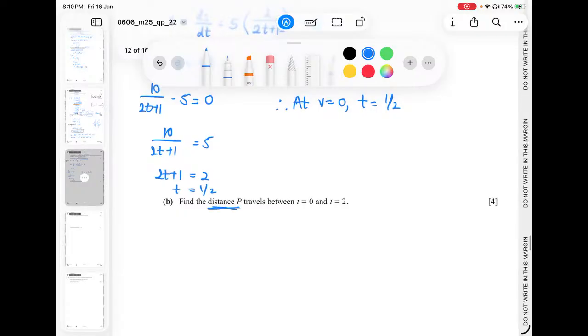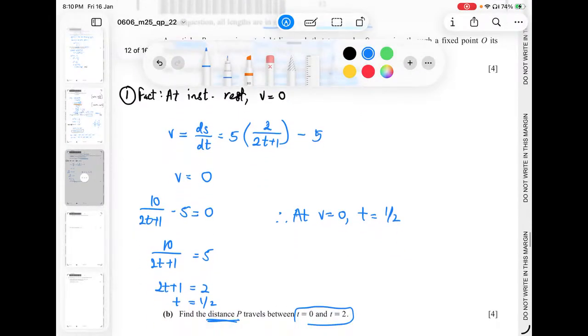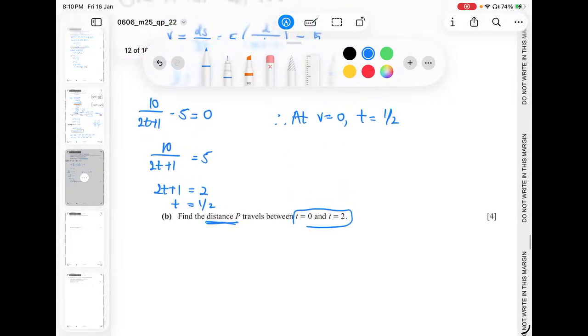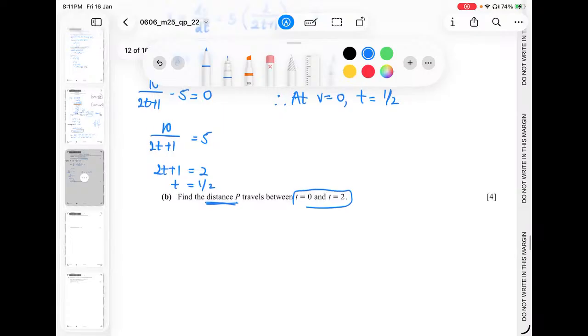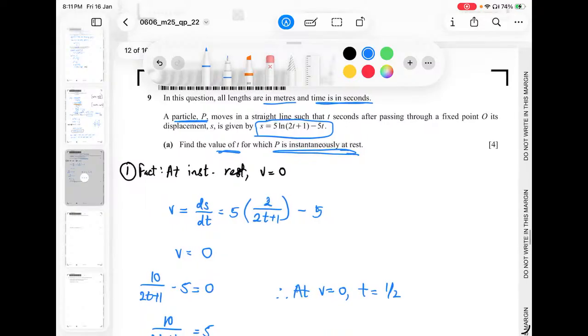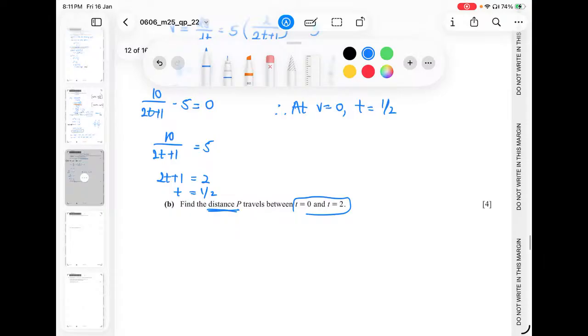So part B, find the distance it travels between t equals 0 and t equals 2. Here they're asking for the distance, and how do you find this distance? You just substitute t equals 0 and t equals 2 into the displacement to find the absolute value. So basically the distance is going to be the absolute value of s. Let's give d to be the distance.